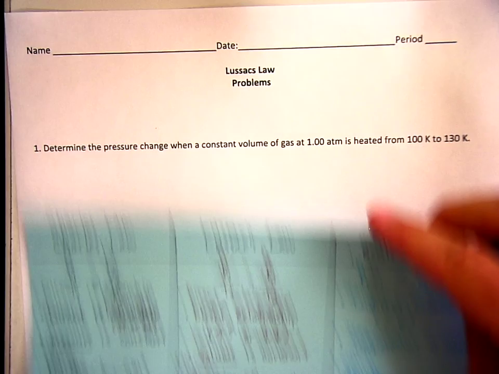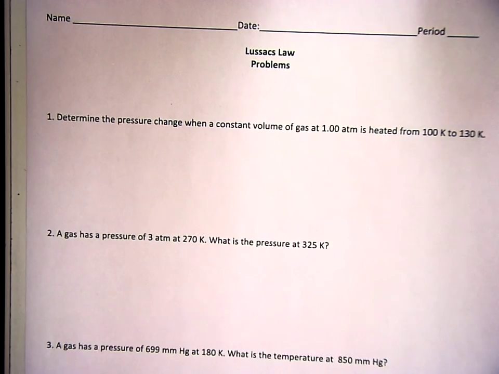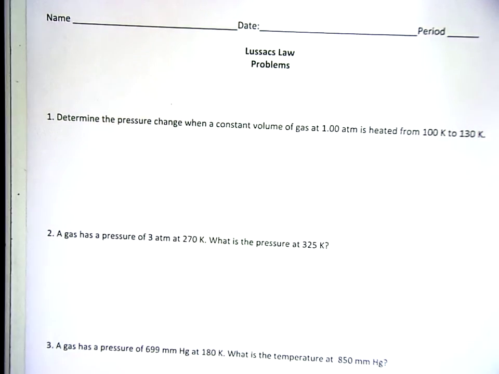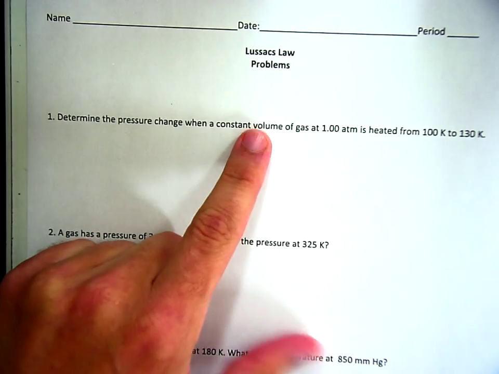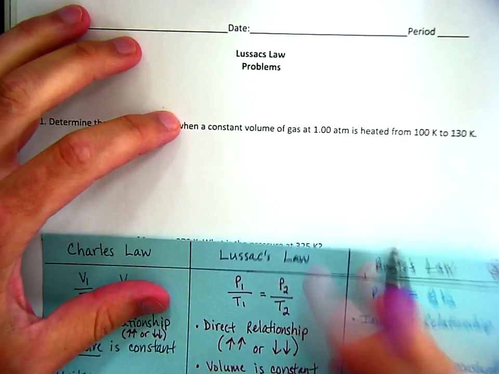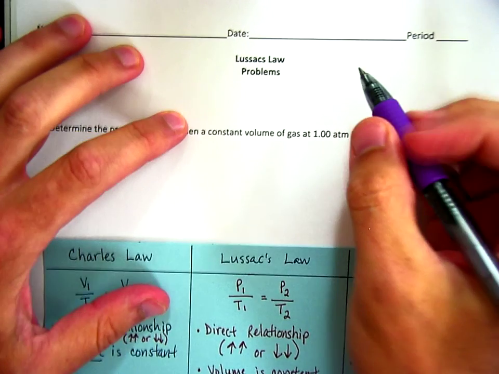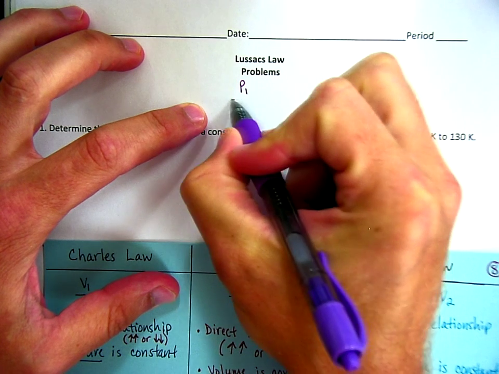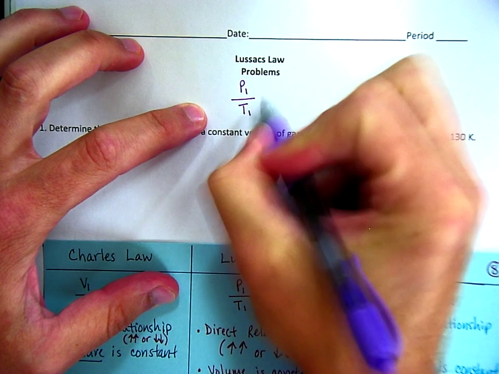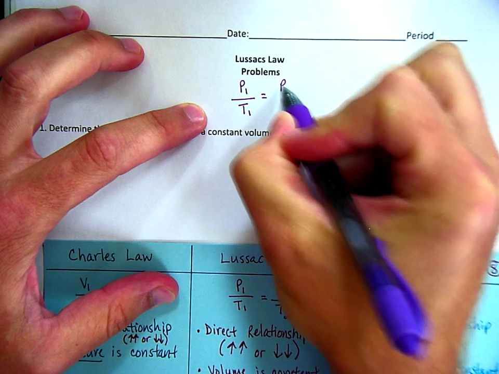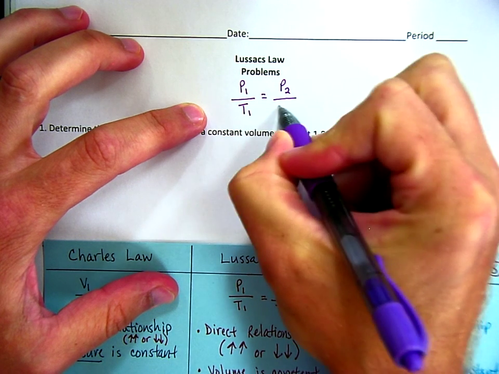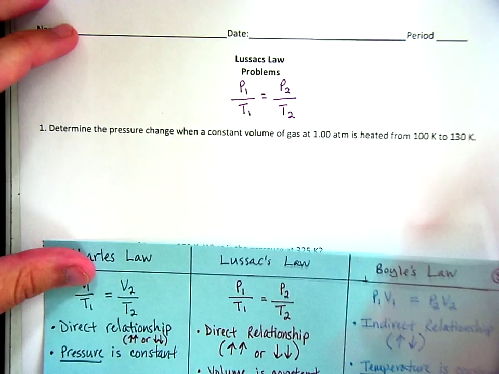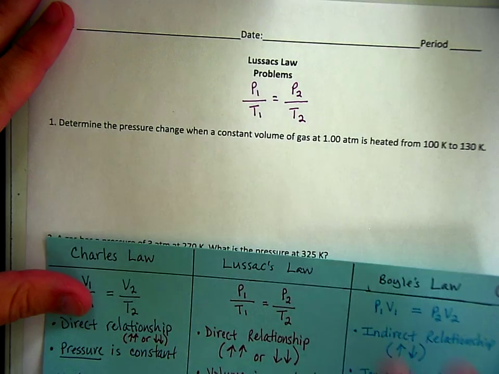All right, so we'll get started. So likewise, for me, I always like on my worksheet to rewrite my formula just in case. So under where it says Lussac's Law, I'm going to put P1 over T1 is equal to P2 over T2. All right, so we'll do number one together.